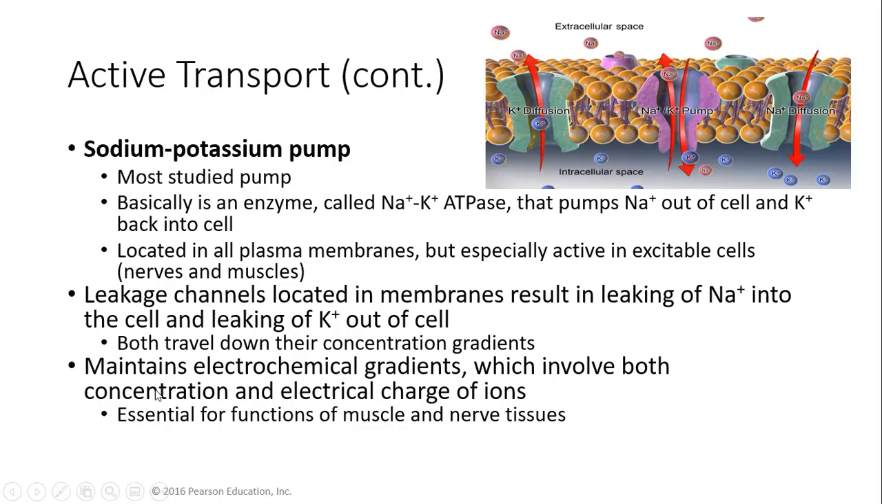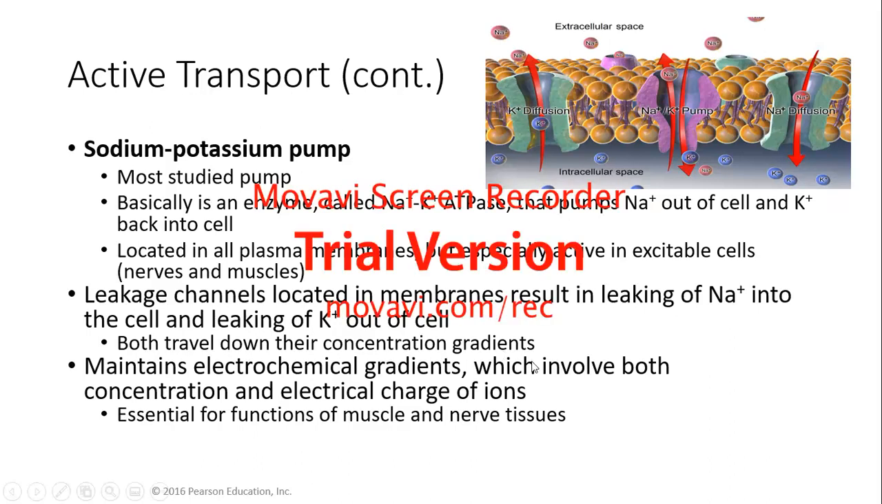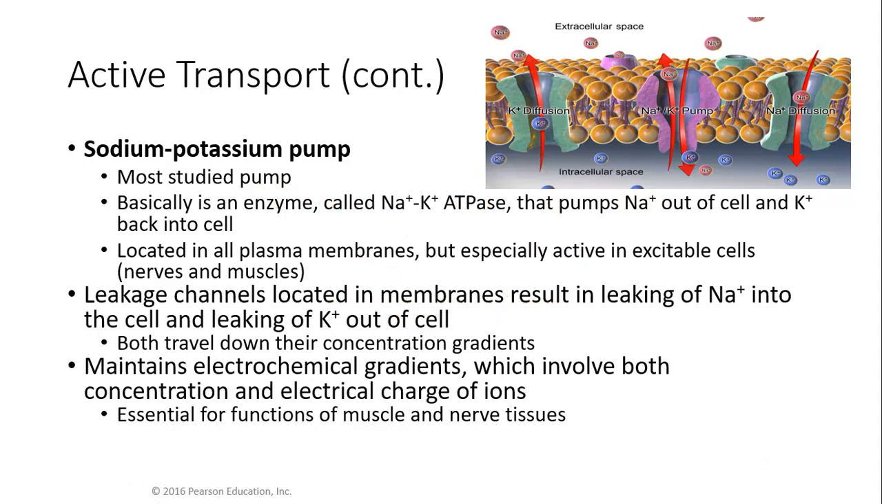An example of active transport, one of the main examples that they use, is the sodium potassium pump. Okay, it is very important for maintaining the electrochemical gradients that are going to be the driving force of your action potentials, which we'll talk about when you get to the nervous system unit. The sodium potassium pump is very important for maintaining the electrochemical gradient that's going to drive action potentials in muscle and nerve cells.